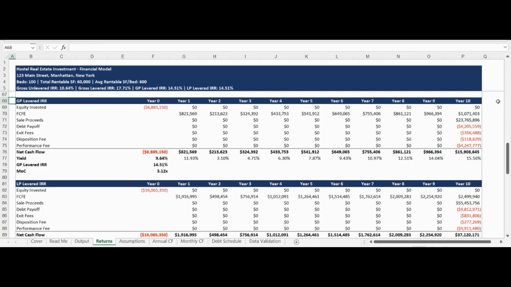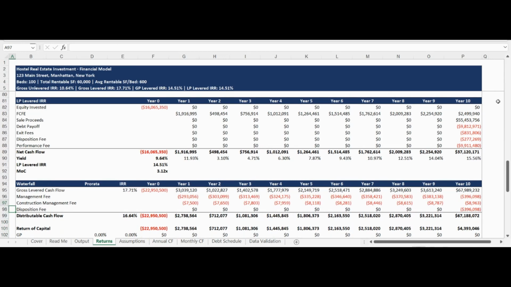Following the deal level levered and unlevered returns, the general partner and limited partner returns are showcased. The returns are presented in the same format as the deal level returns and includes the calculation of net cash flow, yield, IRR, and multiple of capital for the general partner and limited partner.